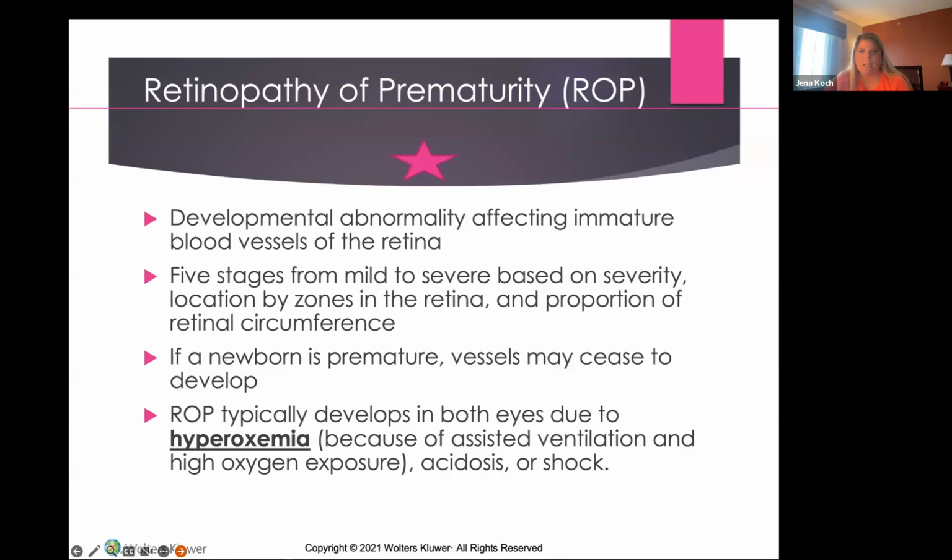Typically, immature newborns will be set to have an ROP eye exam, and then it'll be followed every week or every 2 weeks, depending on what the images show. And it can also lead later in life to where the child would need glasses and/or corrective surgery on their eyes.